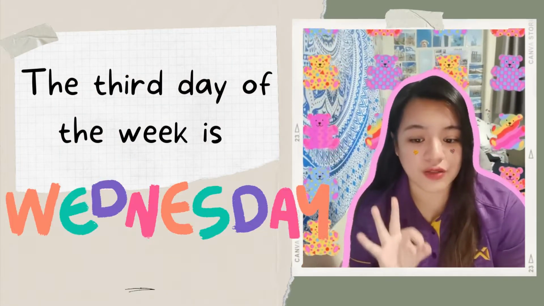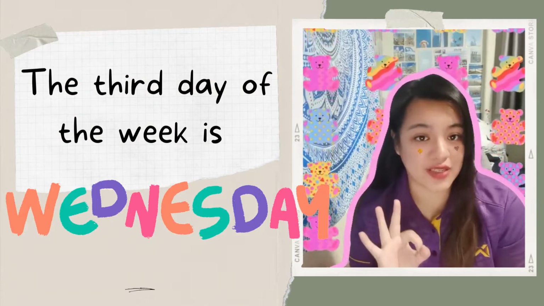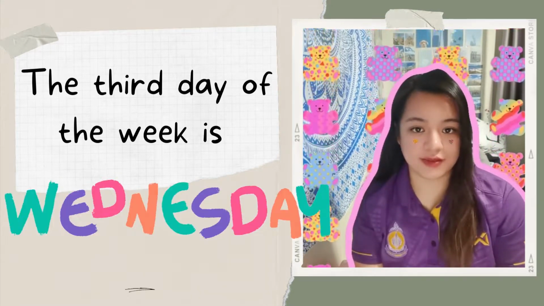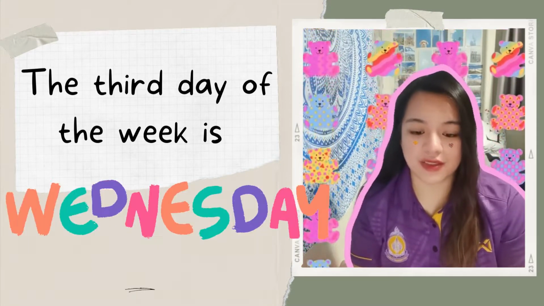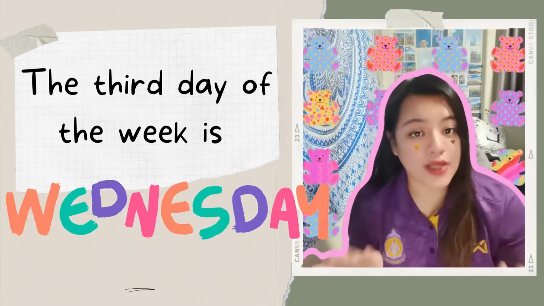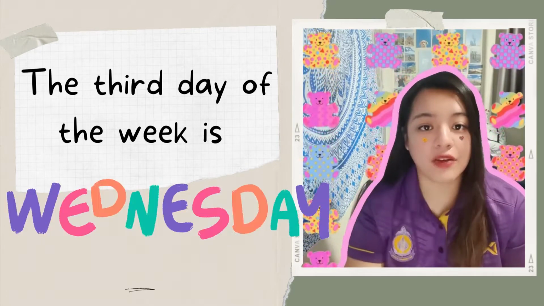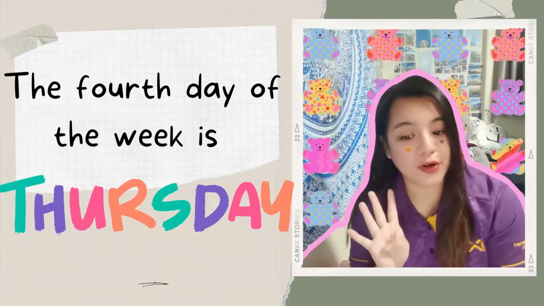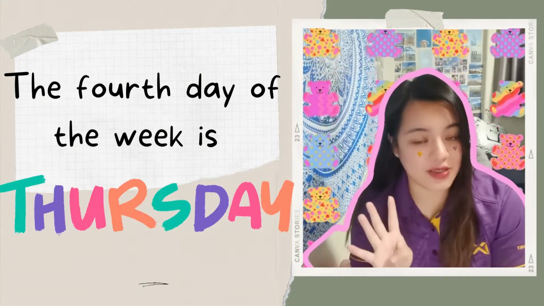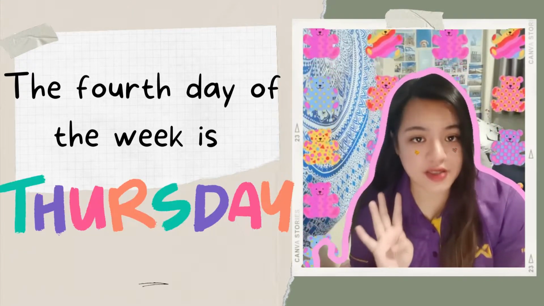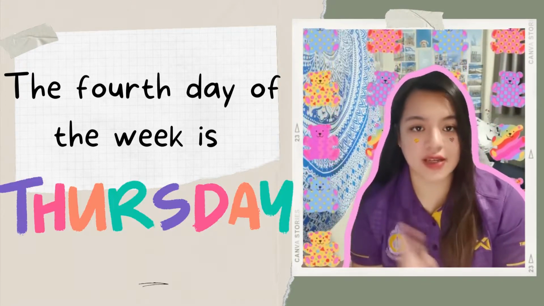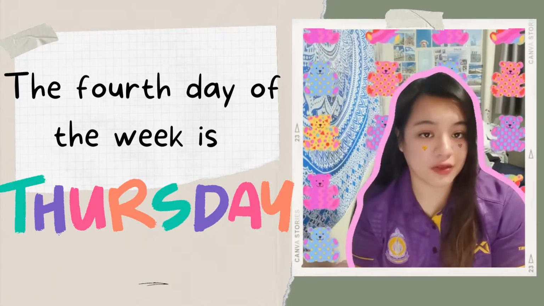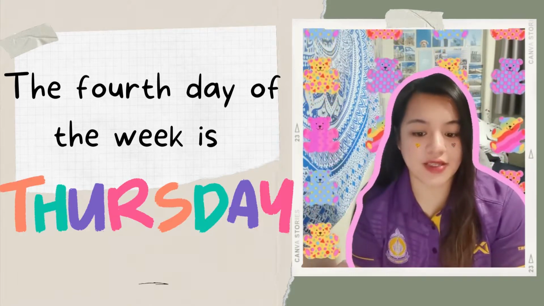Now, let's go on to the third day of the week, which is Wednesday. Repeat after me, everybody say Wednesday. And number four, the fourth day of the week is Thursday. Everybody say Thursday. Again, repeat after me. The fourth day of the week is Thursday.